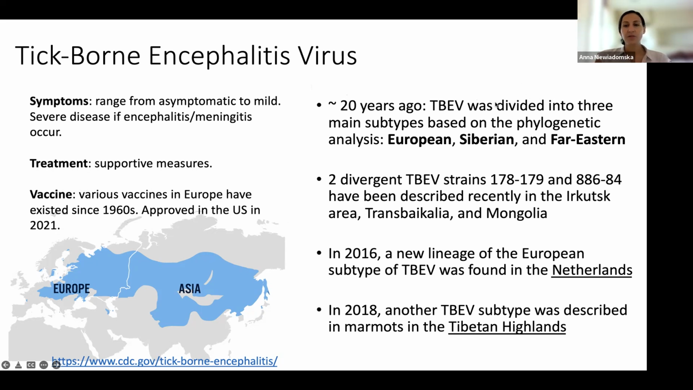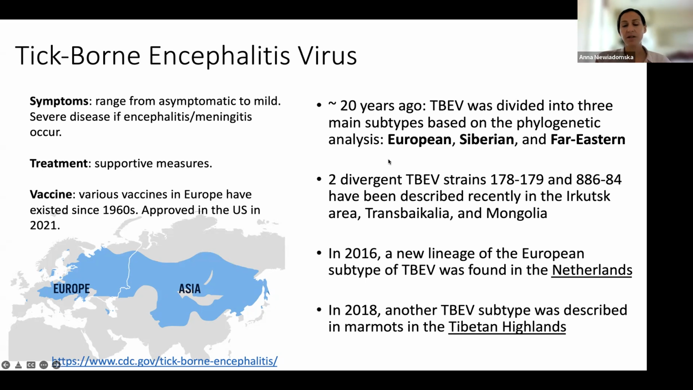And about 20 years ago, what was known about tick-borne encephalitis virus, based on how it clustered in a phylogenetic tree, was that there are about three main groups of the virus, one of which was the European group that mostly was found in Europe, a Siberian group mostly found in Siberia, and a Far Eastern group, which was found in some Far East Asian countries as well as Eastern Russia.